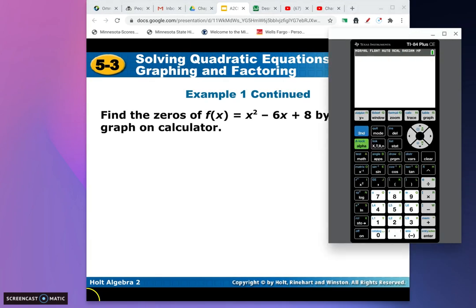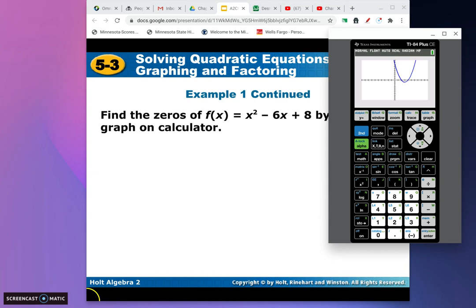Now, with the calculator, what you want to do is hit the y equals button here. That'll get us in. We type in x squared minus 6x plus 8. All right, and then we're going to graph it. Okay, we get the same graph as we do on Desmos. Not quite as easy. You don't get to just touch it. You can kind of see that it's going to be at 2 and 4.